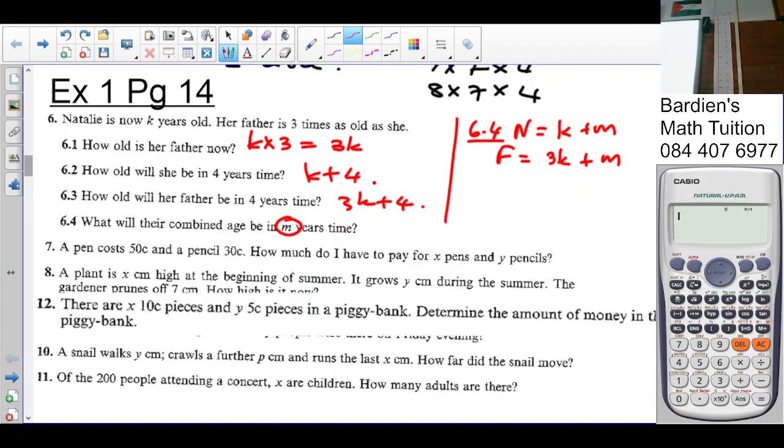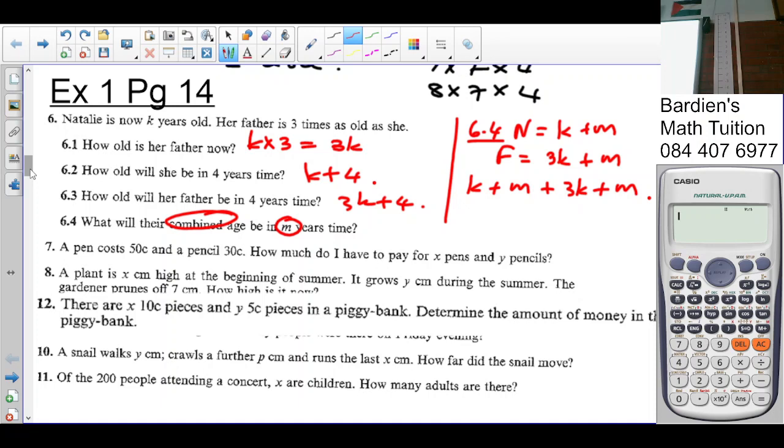But the combined ages, what must I do? I must add them together. So I must take Natalie's age, which is K plus M, and add it to the father's age, which is 3K plus M. Now what is K plus 3K? You got 1K in your hand, and you get another 3K. You're going to have how much in your hand? 3K.